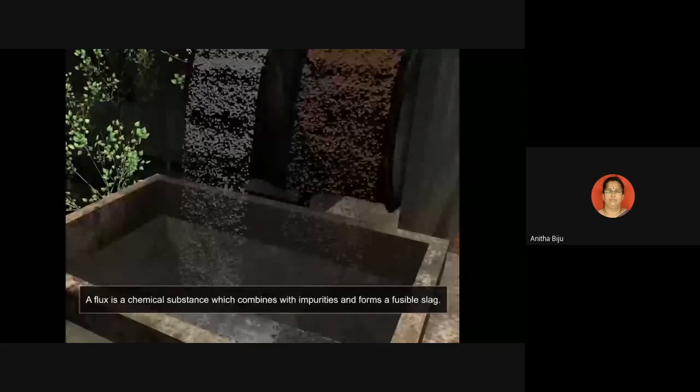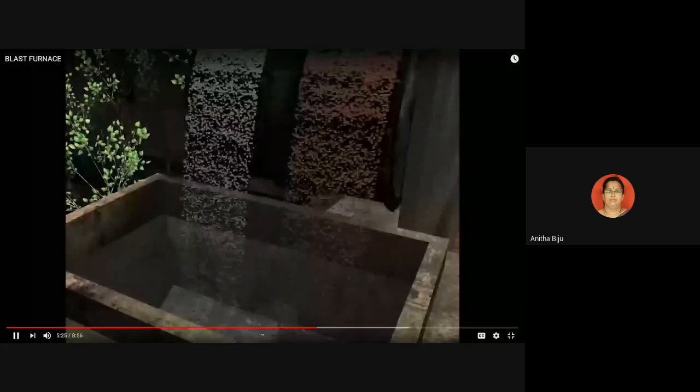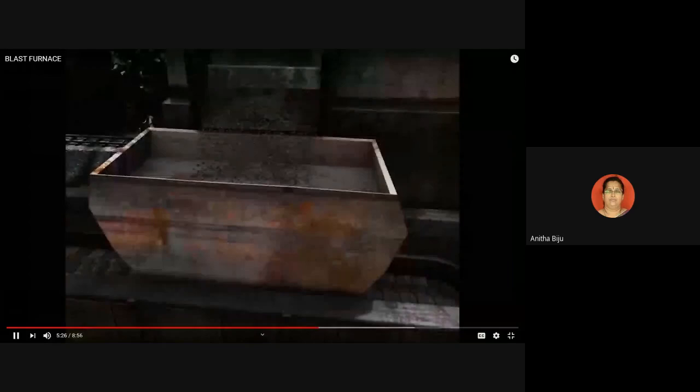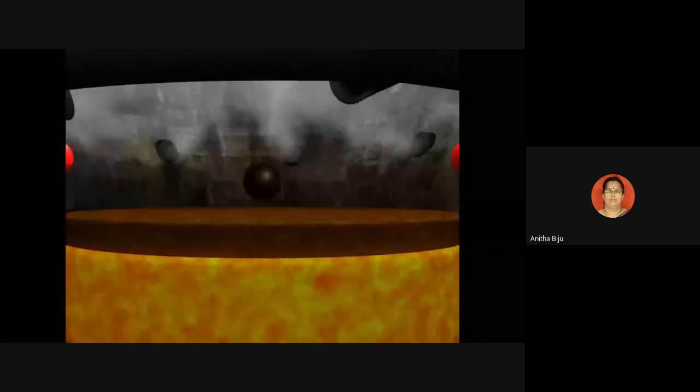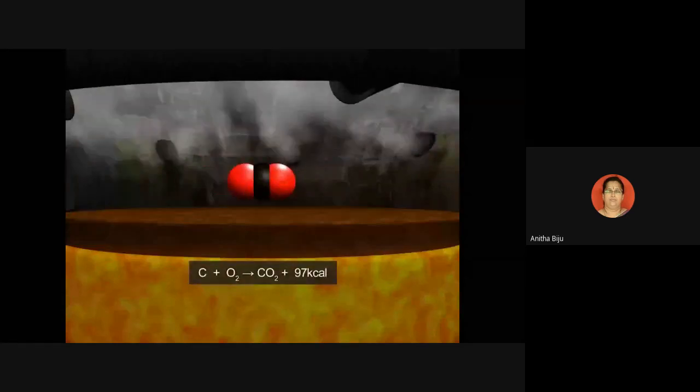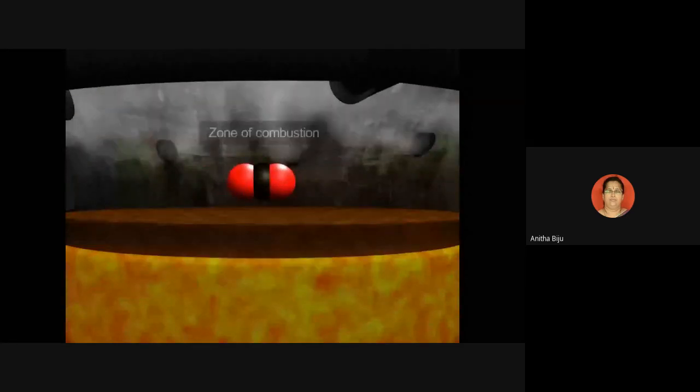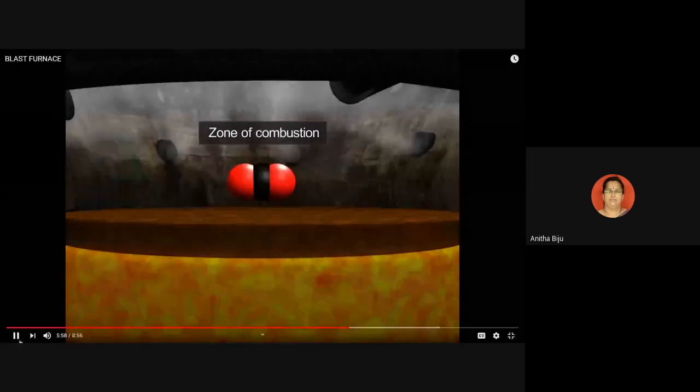The charge is brought by trolleys or skip cars over a conveyor system and introduced into the blast furnace through the cup and cone. Simultaneously, a blast of hot air is blown into the furnace through the tuyeres at the base of the furnace. The hot air causes the coke in the lower regions of the furnace to burn, producing carbon dioxide and a large amount of heat. This region is called the zone of combustion, as the combustion of coke takes place here.